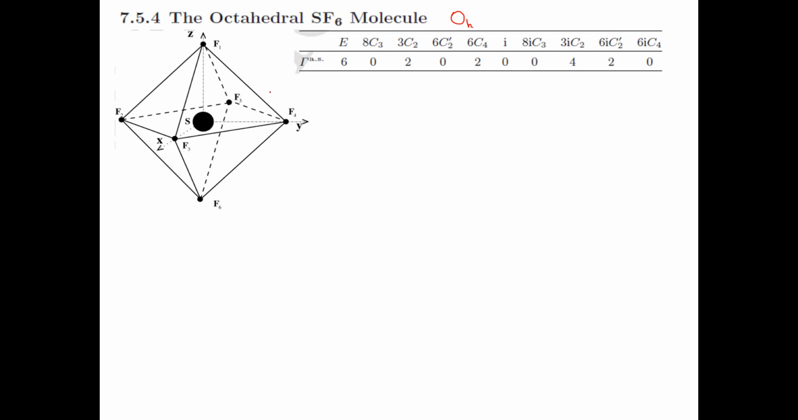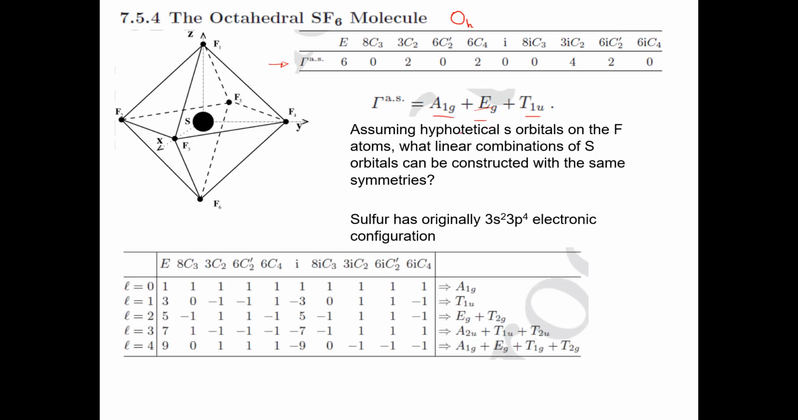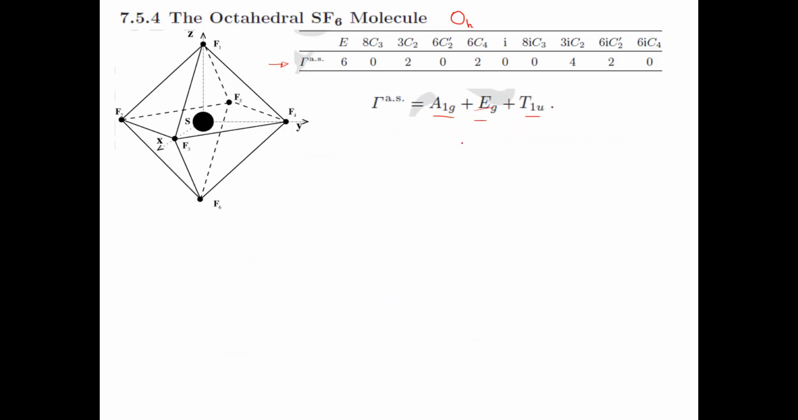If I consider the atom sites, these are the equivalence representation characters for the 6 fluorine atoms. And if you do the decomposition, this will decompose into A1g, Eg, and T1u. Okay, so let's see, I don't have the character table here, sorry. I should have the character table somewhere, but don't worry too much about it.